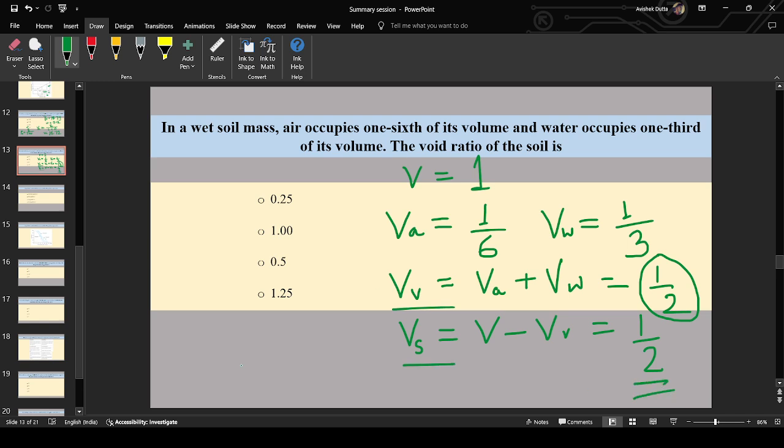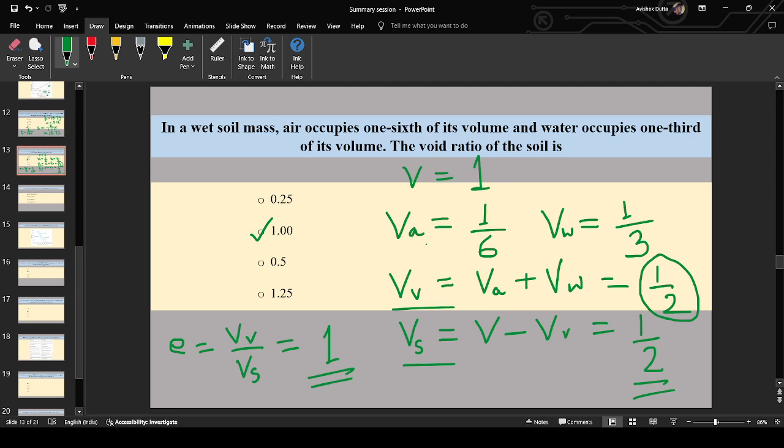Now we go for the void ratio, that is e, void ratio, equal to volume of the voids divided by volume of soil solids. Now both are equal, volume of voids and volume of soil solids both are half, so we get a value of 1. So the void ratio of the soil is equal to 1.